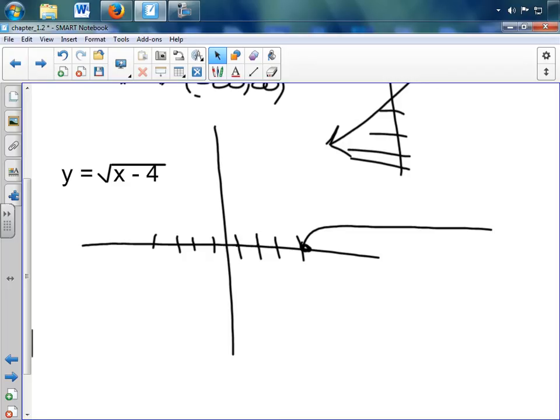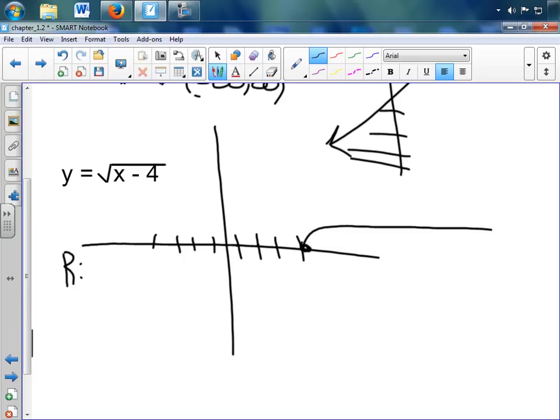You've got to think about this one, right? As you put bigger numbers into x, what happens to your y value? It's going to increase, right? It may not look like it, but this is going to keep going up, very, very, very, very slowly. But my range would be what? Where does it start? 0. And it goes to infinity. How many people had that? Good. You're all smarter than the average rabbit.